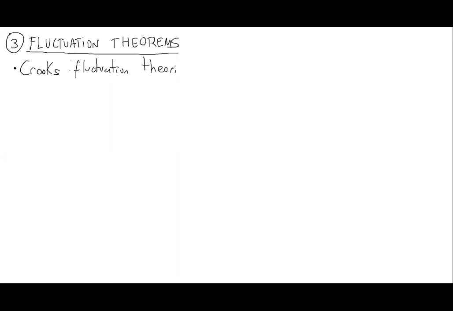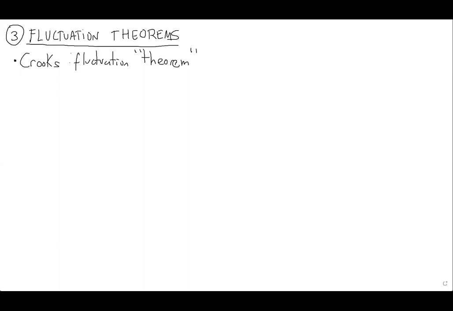Okay, so as every theorem, and we usually call these fluctuation relations theorems, theorems have some assumptions. So we have to first introduce the setup. And the setup, I can explain it with a kind of an experiment. Imagine you have a colloidal particle in an optical trap, as I explained the other day.